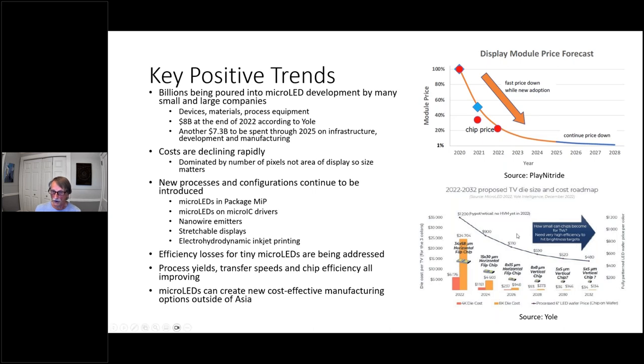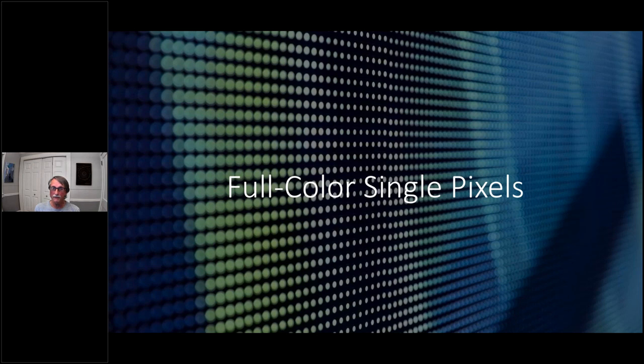And you can see in this other chart here from Yole, this is their roadmap for bringing down the cost of die for 4K and 8K TVs. So we start to get to very attractive prices, but they're still a number of years out. So let me stop there if there are any questions on that introductory stuff and market overview.